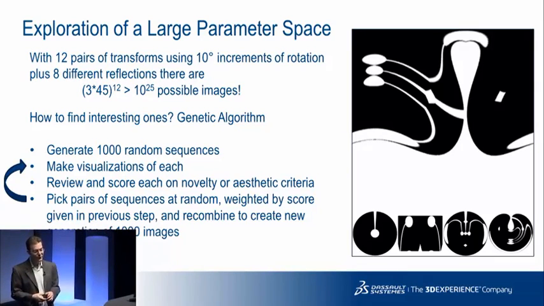So the approach that I took was to try a genetic algorithm. We start with 1,000 random sequences, make visualizations of each of the images that result from those sequences, review and score each one based on my personal feeling about whether it was interesting or novel or attractive, and then take pairs of those images and recombine them, weighted for the score that was attributed to them, and generate a new generation and recycle.